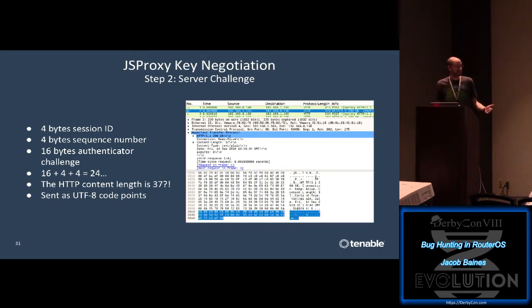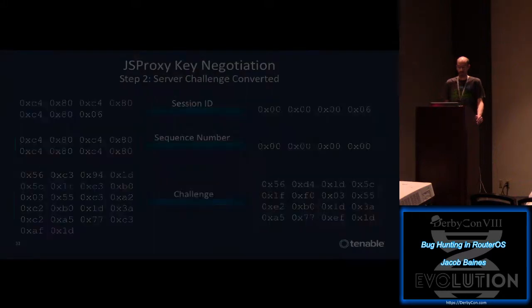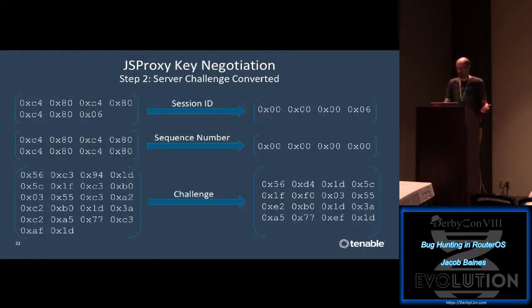But you can also see in this slide that the content length in the HTTP response is 37 bytes. So for a little while there, I was wondering, again, what's going on? Well, it turns out that everything is encoded into UTF-8 code points, so the size of the payload is always going to be variable. This is just a quick example of decoding the code points. You see everything sanely goes down to exactly what I said, 4, 4, 16.